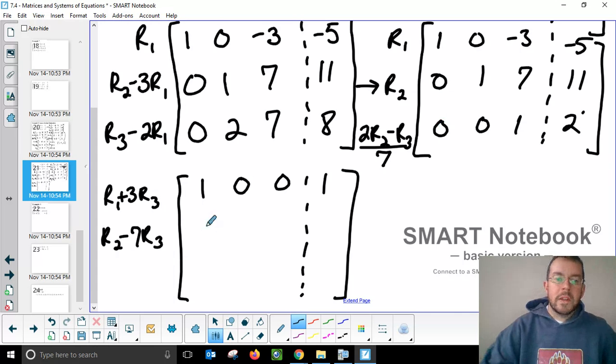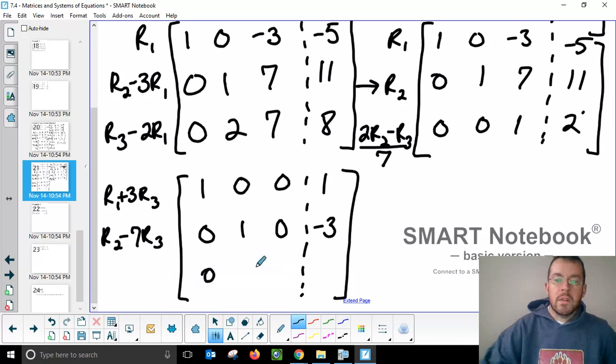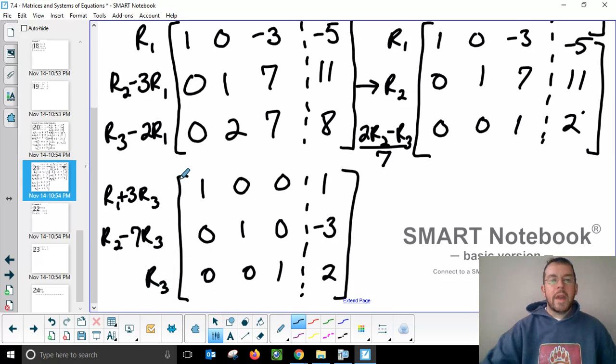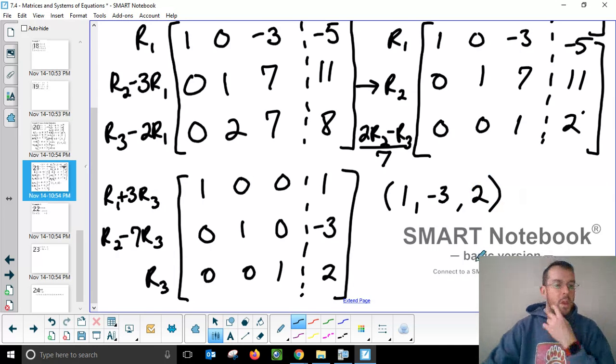So 0 minus 0 is 0. 1 minus 0 is 1. 7 minus 7 is 0. And 11 minus 14 is negative 3. And then, of course, this is fine because this is already a 1. So 0, 0, 1, 2. Well, now this is in reduced row echelon form. So essentially, my x is 1, my y is negative 3, my z is 2. So 1, negative 3, 2. And we are done.